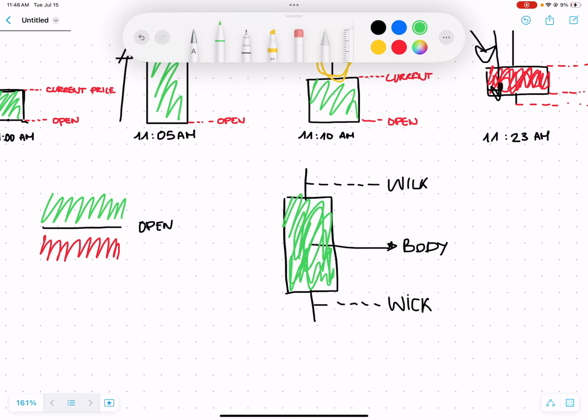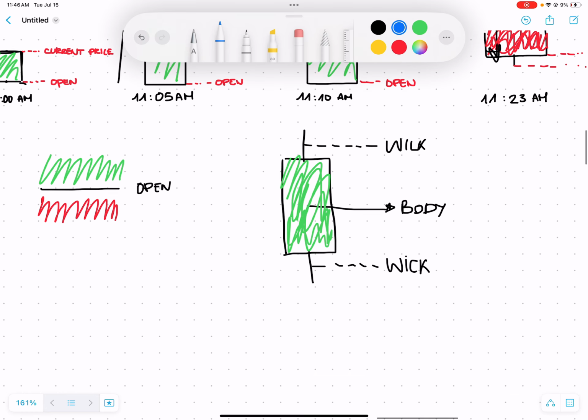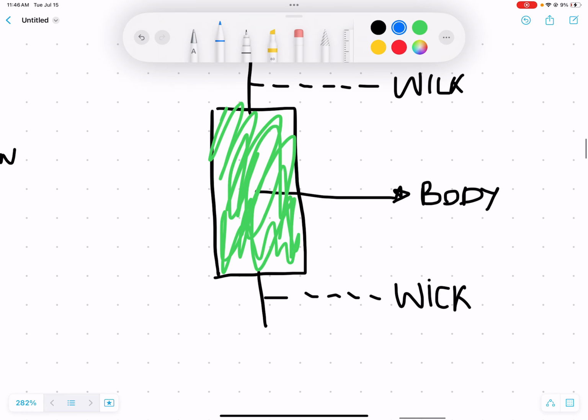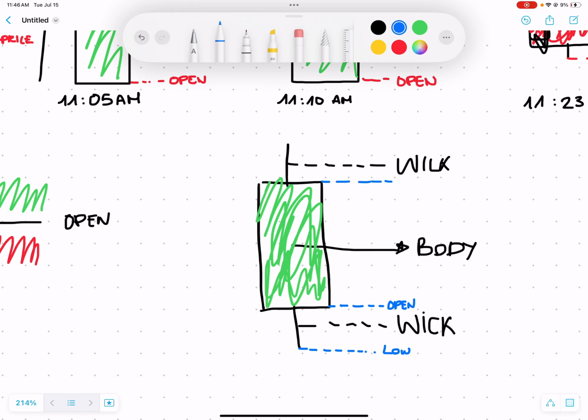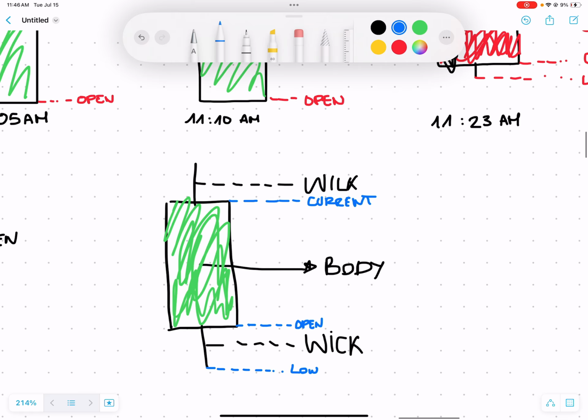Let's say we have a green candlestick. On a green candlestick, a candlestick that is going up, the open would be at the bottom of the body. Okay, so this is the open. The lowest point would be, obviously, this low. This is the current price. And if the candlestick is over, this would be the close price. This would be the price at which the candlestick closed. And the high would remain the high.